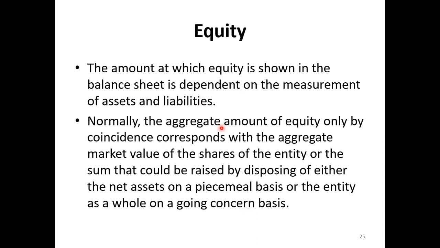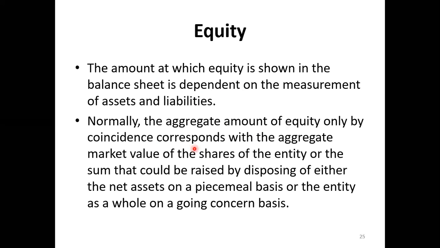Normally, the aggregate amount of equity only by coincidence equals the aggregate market value of the shares of the entity, or the sum that could be raised by disposing of either the net assets on a piecemeal basis, or the entity as a whole on an ongoing concern basis, right? What they want to emphasize here is that the market value of the equity can be evaluated by the market price of the share.